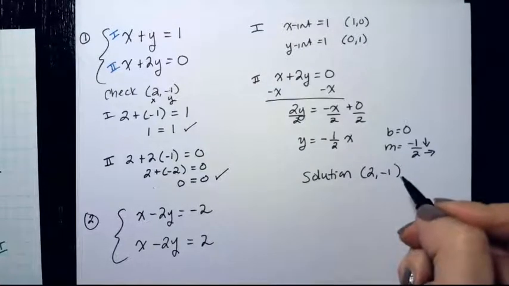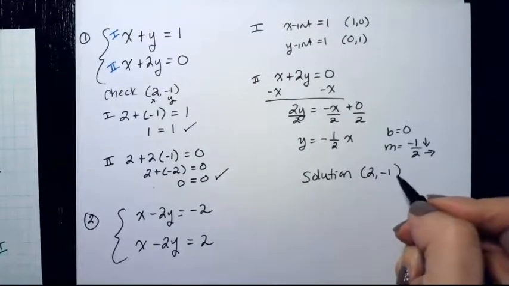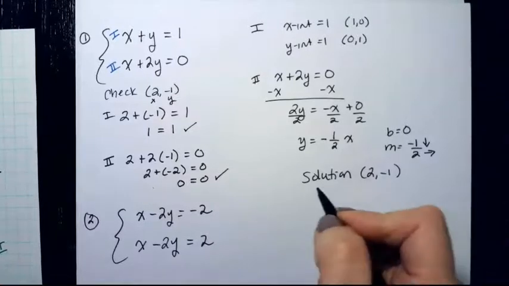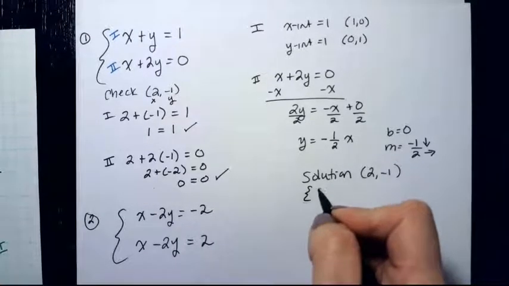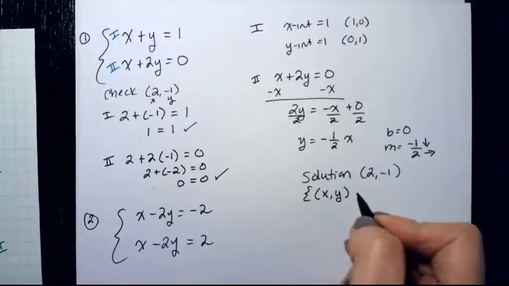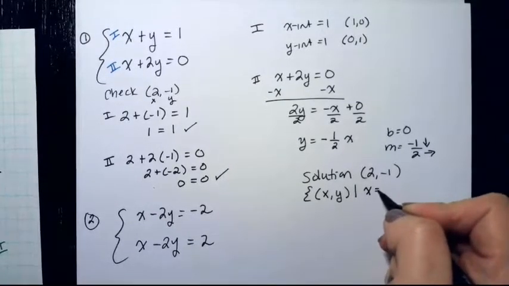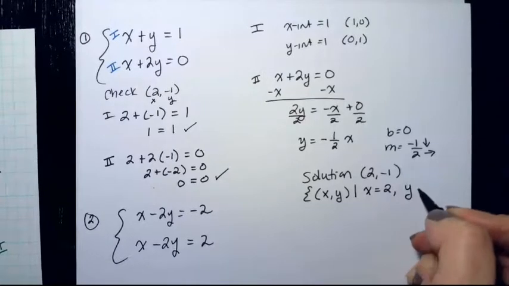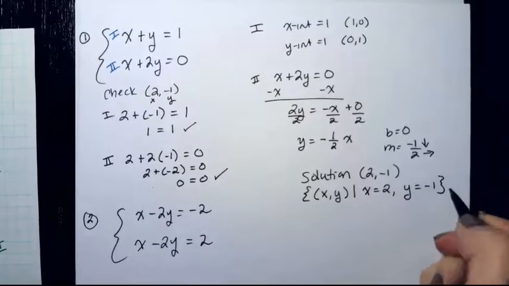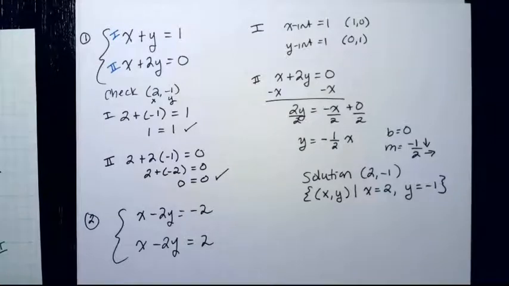I'll practice writing this solution in set builder notation just so you have an idea of how that looks. So here we're looking at the set of ordered pairs, the set of all x, y, such that x is equal to 2, comma, y is equal to -1. And that's how you could write your solution set in set builder notation.